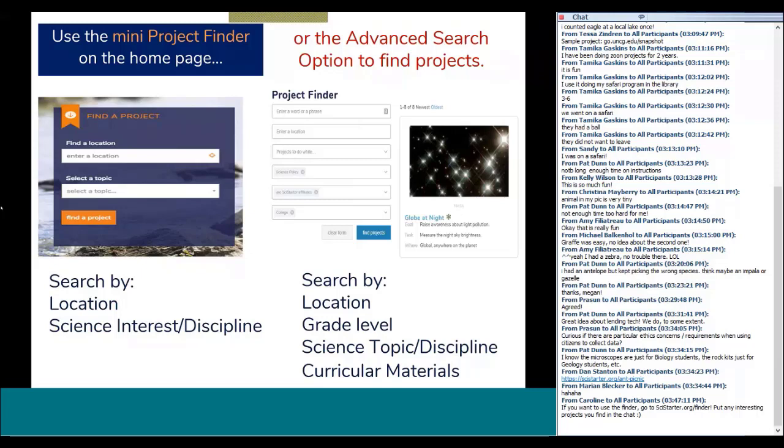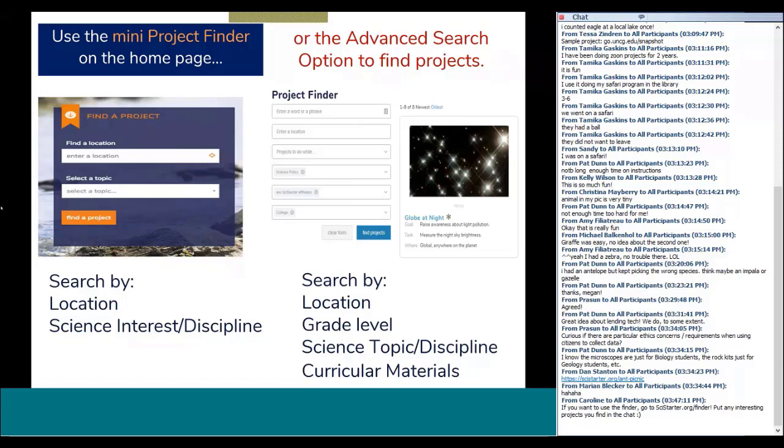If you see there on the example Project Finder on the screen, I did a search for science policy as a topic, a SciStarter affiliate, which means they work closer with SciStarter in providing data back and forth to the project managers.